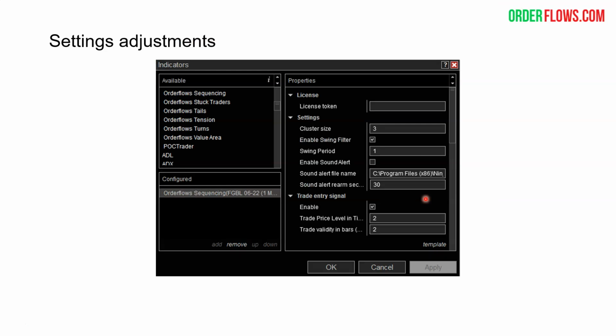Now, in the user guide, I talk about different settings for different markets, but I just want to show you a couple of the different charts here. So this is with a cluster size of 3. So it's looking for a sequencing of 3 and a swing filter of 1. So it's got to have a recent high or a recent low.